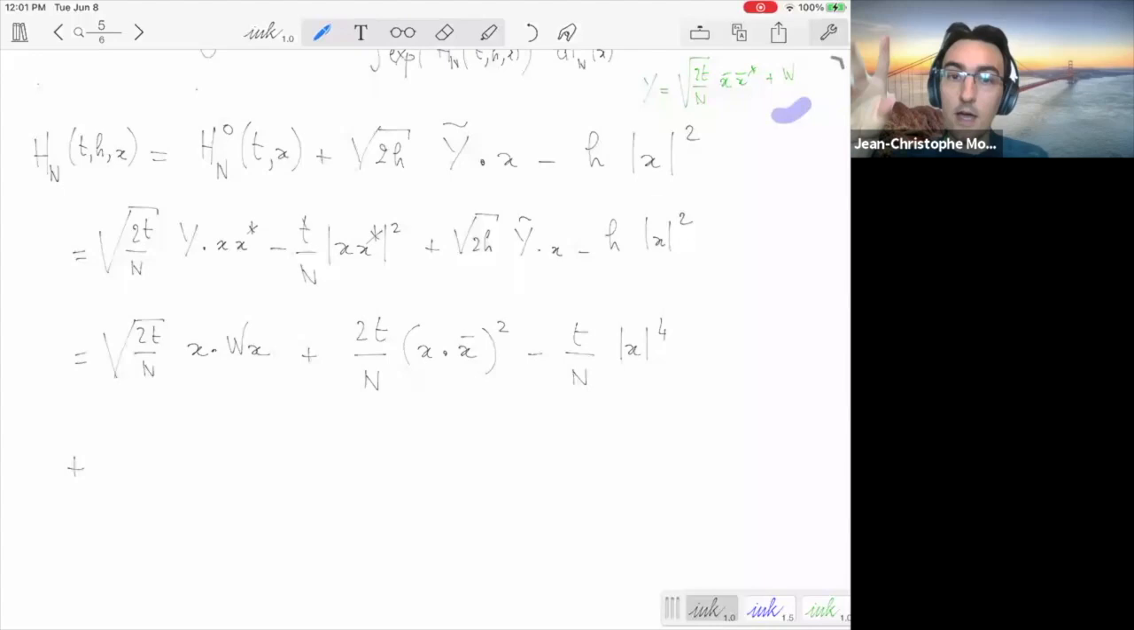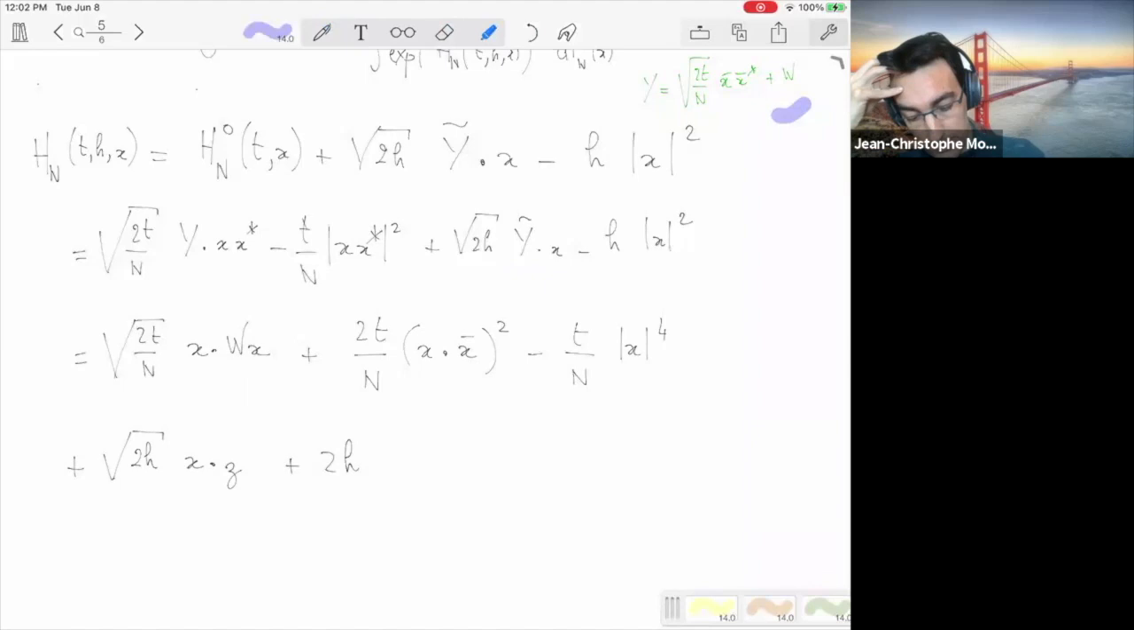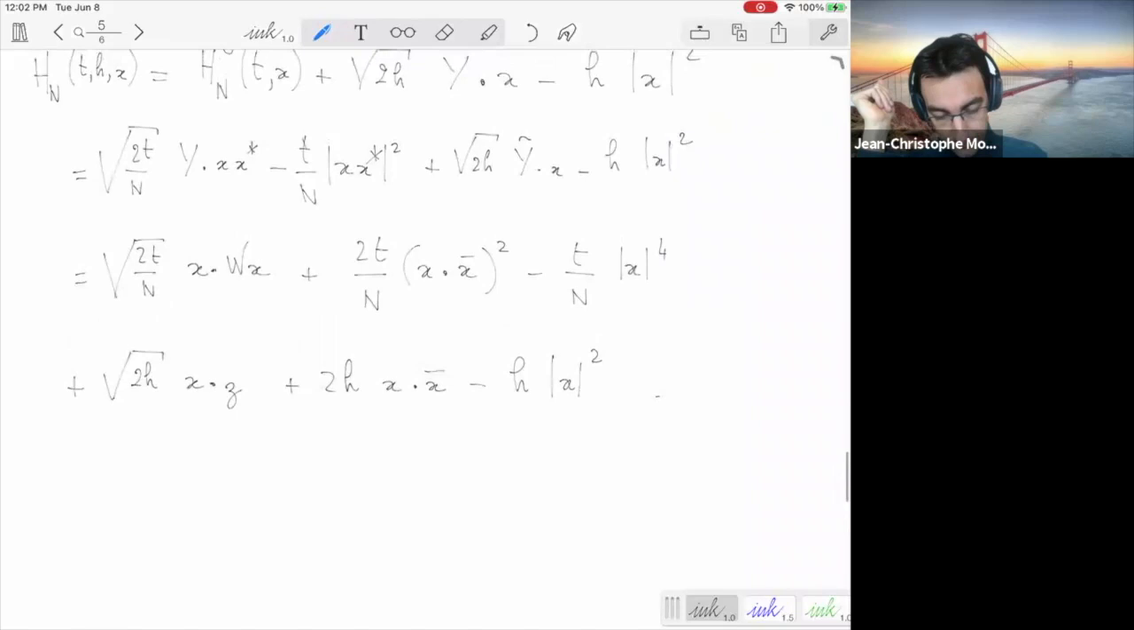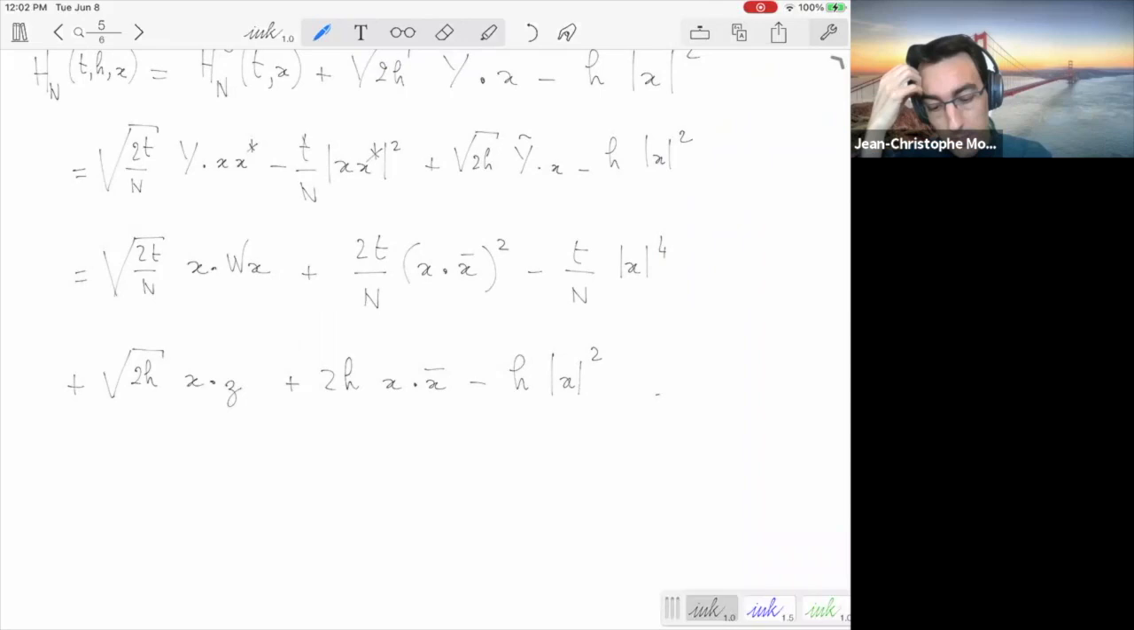And now the last two terms give me square root of 2h x dot z plus 2h. So this is when I replace y tilde by what it is. So I get 2h x dot x bar and then minus h times x squared. So it looks a little bit bulky, a bit of a long expression, but I really want to emphasize one thing in this expression, which is that this should really evoke spin glasses to you, and especially the first terms. Okay, so I want that we focus on these terms here.